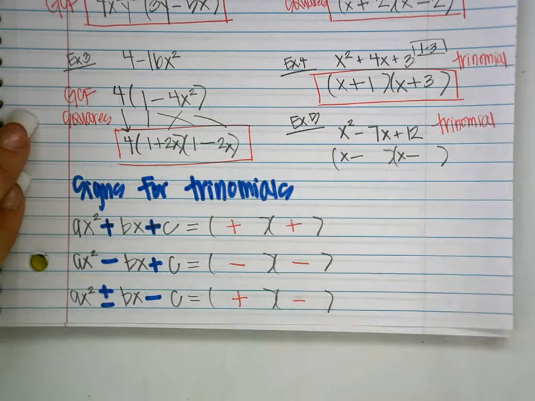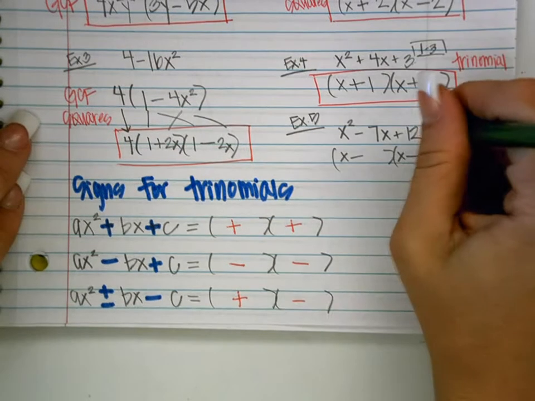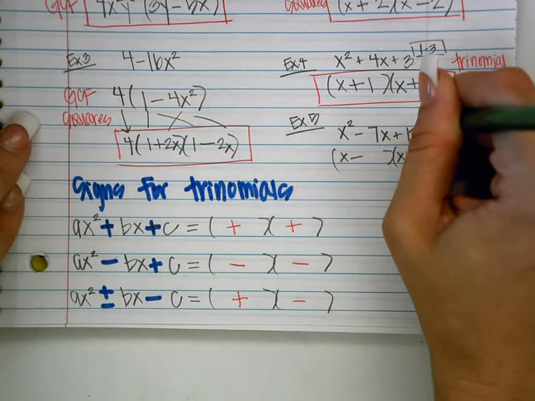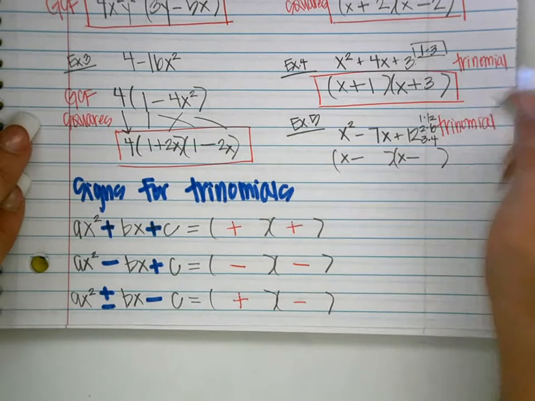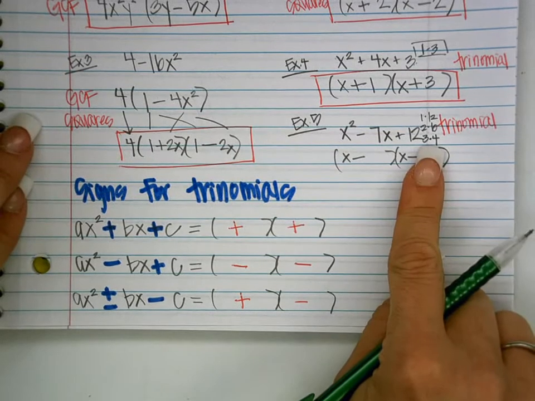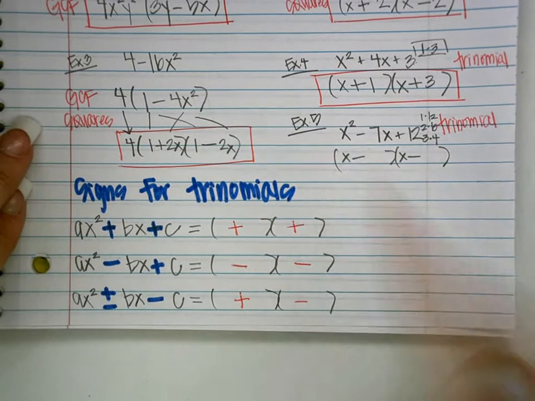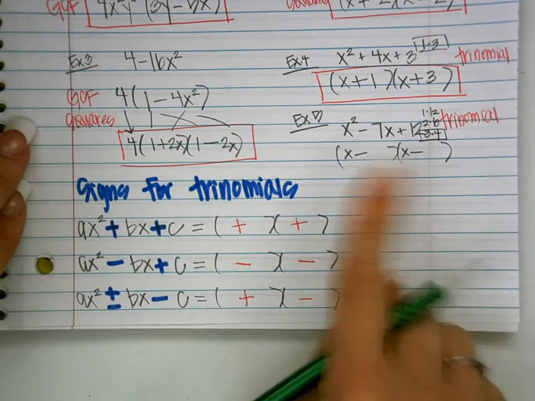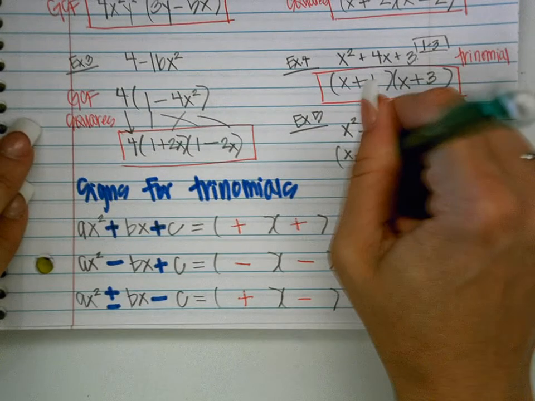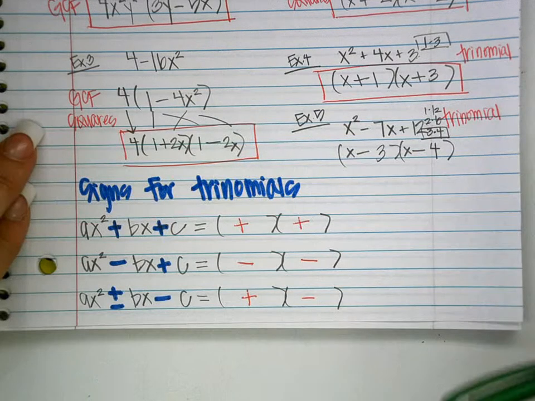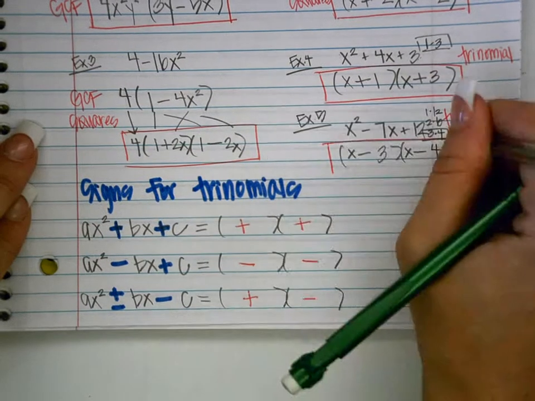If you don't see this in your head, you could write these down. 12 could either be 1 and 12, or 2 and 6, or 3 and 4. So you can kind of write your multiples on the side. Then you can hopefully see that what would add to give you 7 is 3 and 4. Now, it doesn't matter which one comes first because they both have negatives there. So x minus 3, x minus 4. If you flipped these, it would mean the same answer, and that's fine.